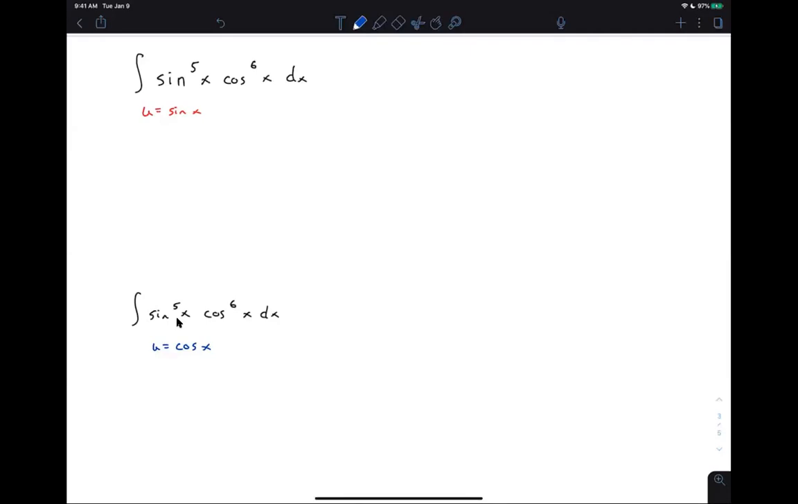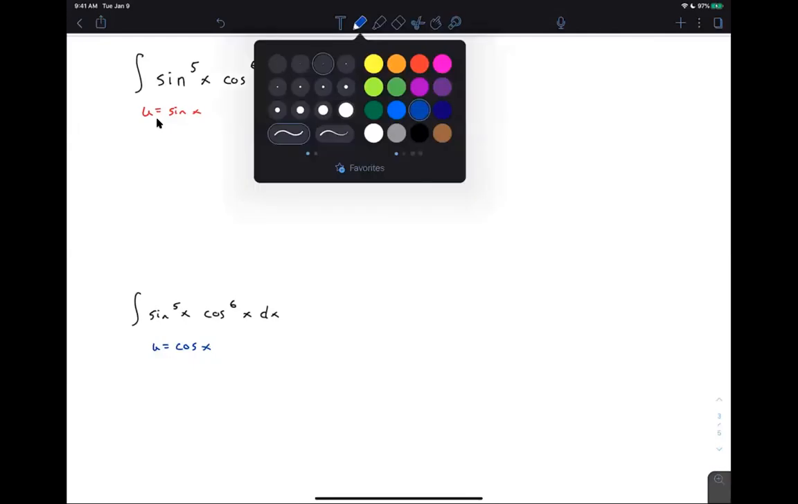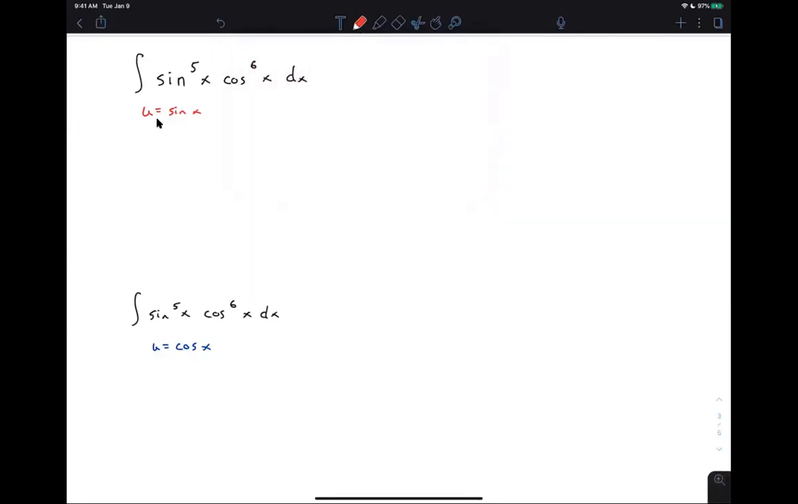Okay, so if I'm going to use this, and when I'm doing these setups, I'm doing u equals sine x or u equals cosine x just as u substitution, not as integration by parts. Okay, so I'm doing it just as u substitution. So if u is sine x, what should I then do? So obviously du then would be what? Cosine x dx, right?